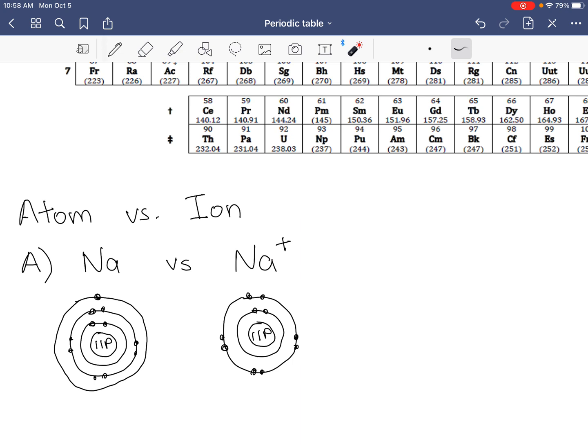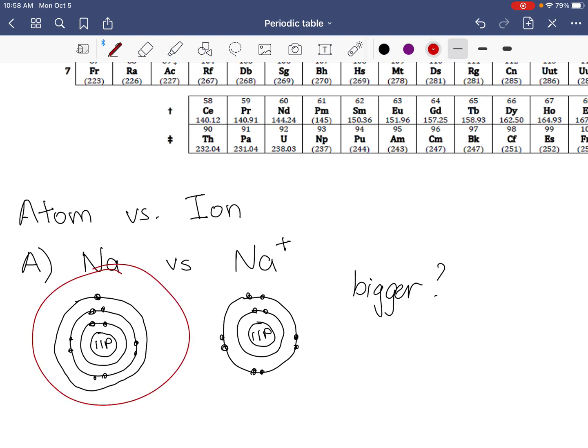Now, which one is bigger, Na or Na plus? Now, this is going to be a very easy one. Your answer will for sure be Na. Why? Well, there's a couple of reasons. Extra energy level. There's no bigger reason than that.